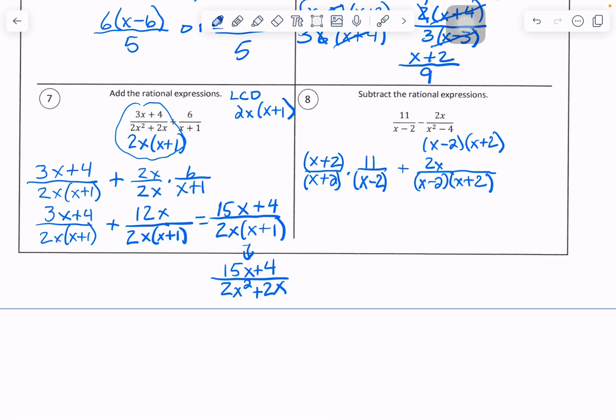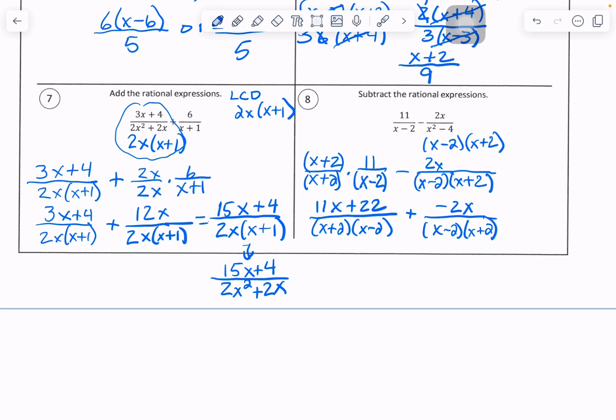Okay, now we could distribute the 11. This is 11x plus 22 over x plus 2, x minus 2, plus, just to see, we got our signs messed up. All right, this was minus. And now I'm going to do plus a negative 2x over x minus 2, x plus 2.